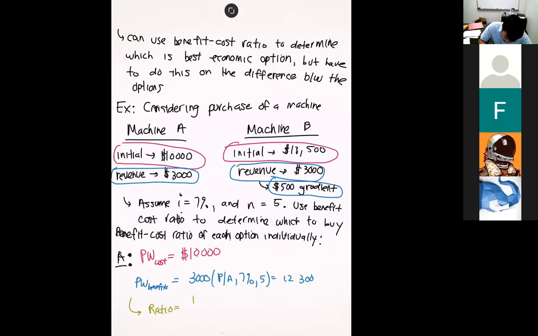If we take those numbers and compute the ratio, remember, the ratio is the present worth of the benefits over the present worth of the costs. So we take the 12,300 and divide it by 10,000, which gives us 1.23. That's the benefit cost ratio for option A. Any questions on how we computed this?